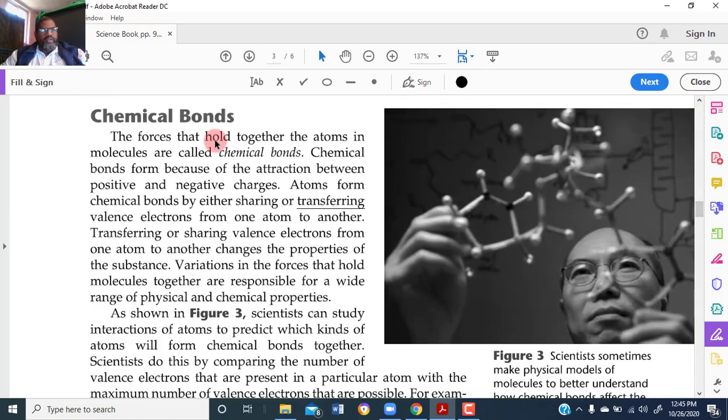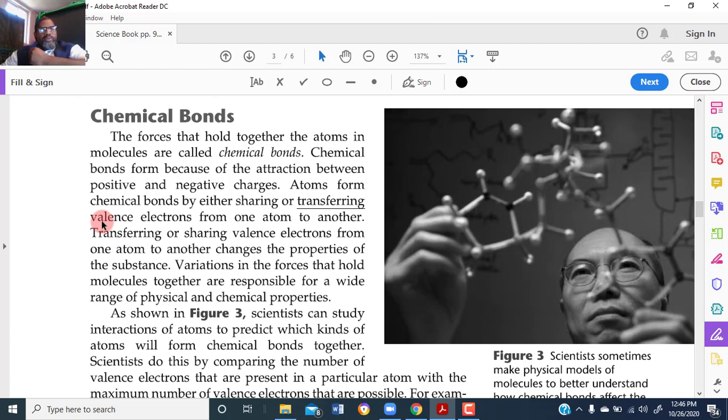Chemical bonds. The forces that hold together the atoms in molecules are called chemical bonds. Chemical bonds form because of the attraction between positive and negative charges. Atoms form chemical bonds by either sharing or transferring valence electrons from one atom to another. Valence electrons are those electrons in the outer shell, the outer orbital of an atom. So chemical bonds form on the valence shell, the last shell of the atom.